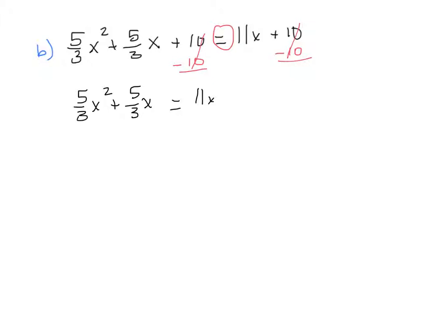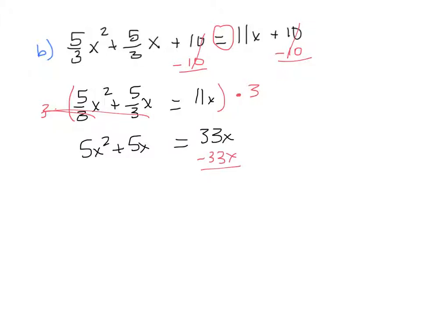And this can be an intimidating function because fractions are involved in these coefficients. Not everybody's real comfortable with that. And so what I often like to do is just eliminate the fractions. In this case, an easy way to eliminate these fractions is just to multiply the whole equation by 3. Basically, I multiply both sides by 3. When you do that, these 3's here will cancel, and I'll simply have 5x squared plus 5x on this side, and then over here 3 times 11 is 33, so that's 33x. Then I can just make a simple quadratic by subtracting 33x from both sides.